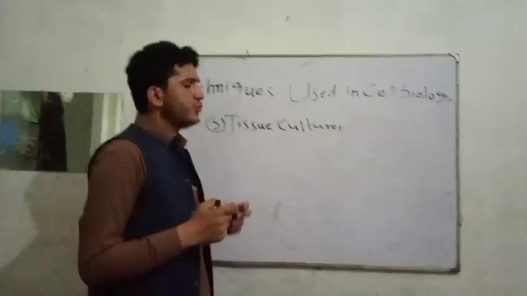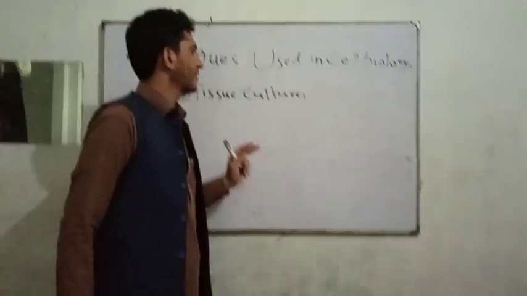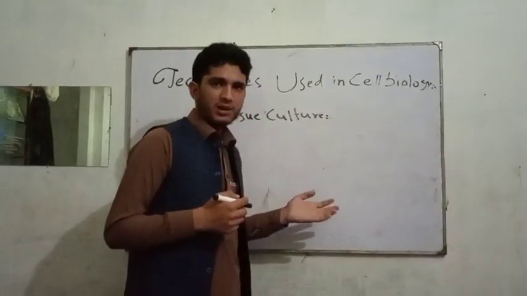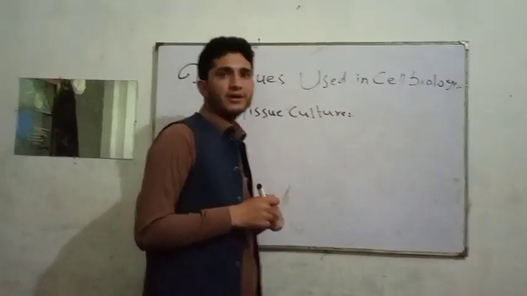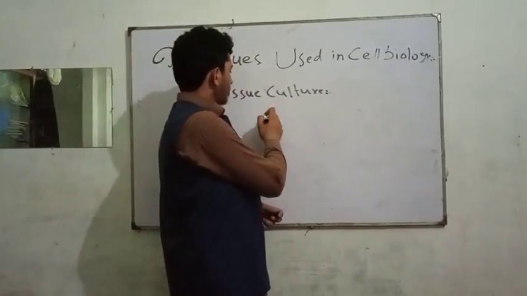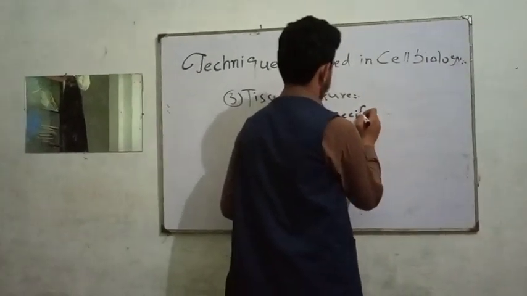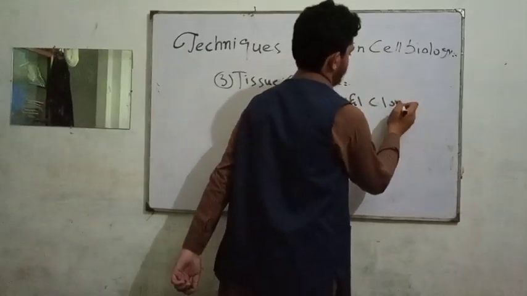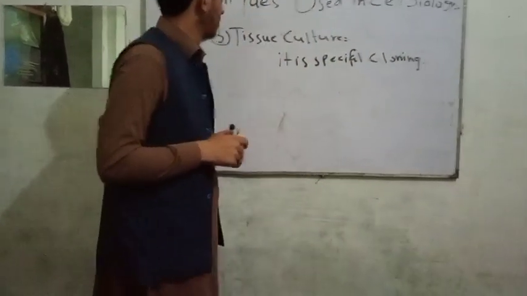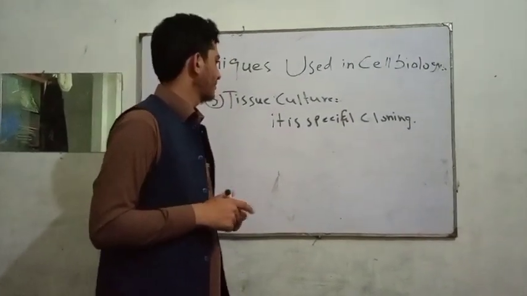The third technique is tissue culture. It is that procedure in which a part from an organism, especially a plant, is removed and placed in a medium called agar. This is called tissue culture. It is a special type of cloning, and it gives 100% identical results, except for mutation which may occur during the process.